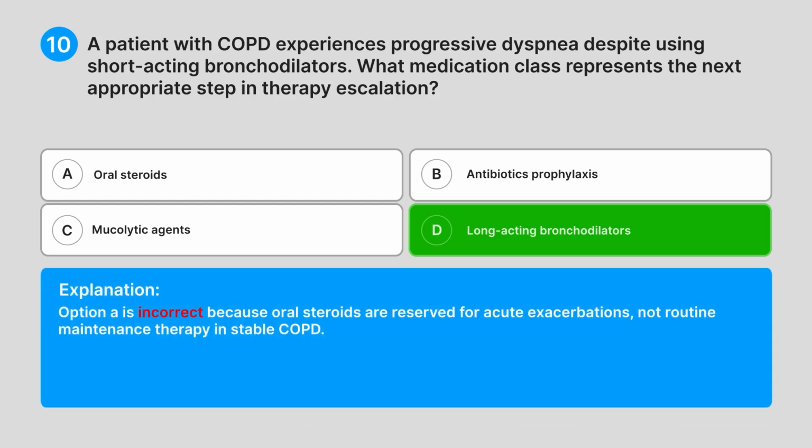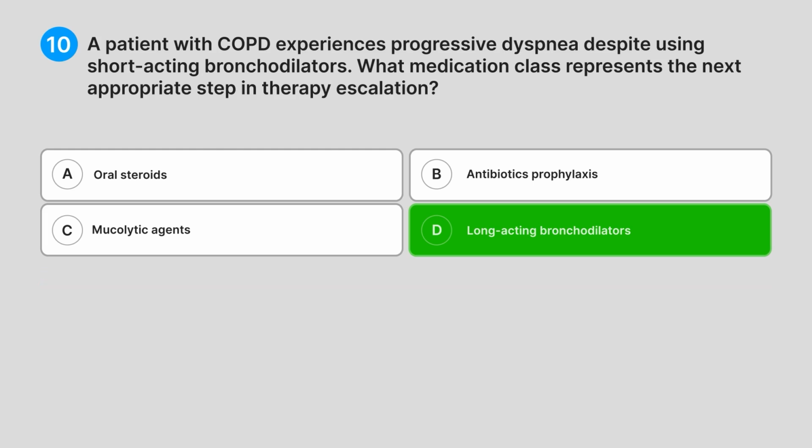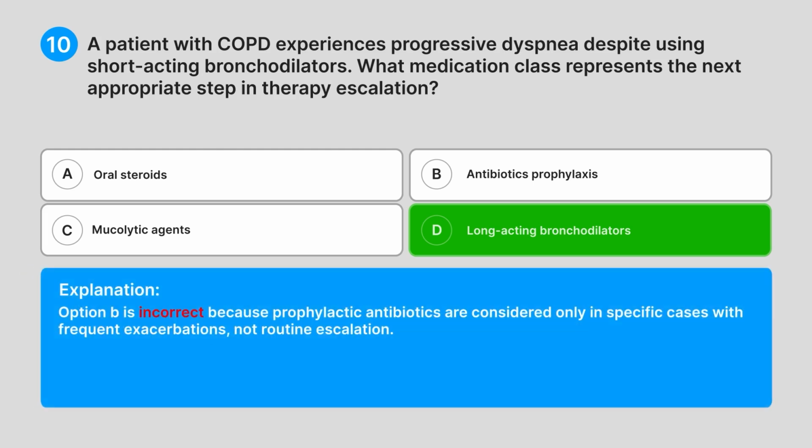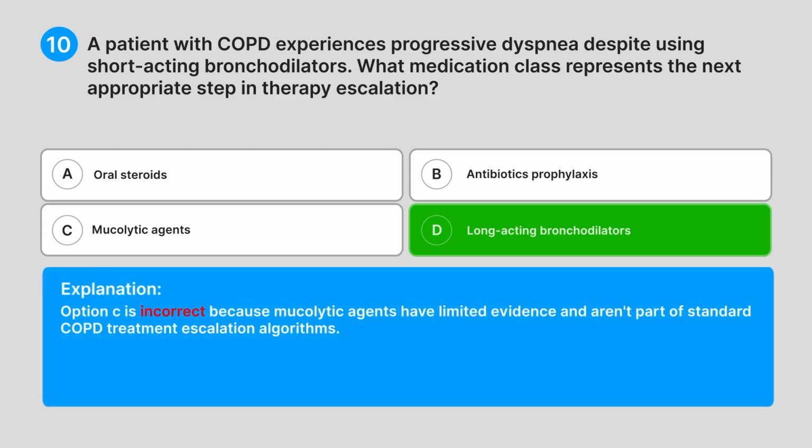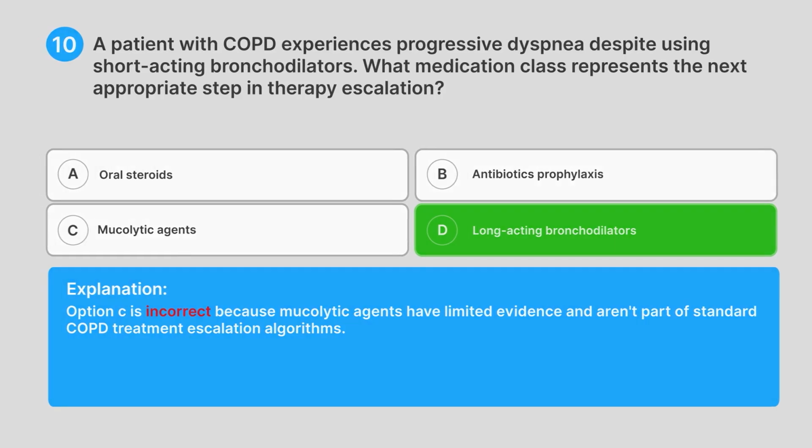Option A is incorrect because oral steroids are reserved for acute exacerbations, not routine maintenance therapy in stable COPD. Option B is incorrect because prophylactic antibiotics are considered only in specific cases with frequent exacerbations, not routine escalation. Option C is incorrect because mucolytic agents have limited evidence and aren't part of standard COPD treatment escalation algorithms.